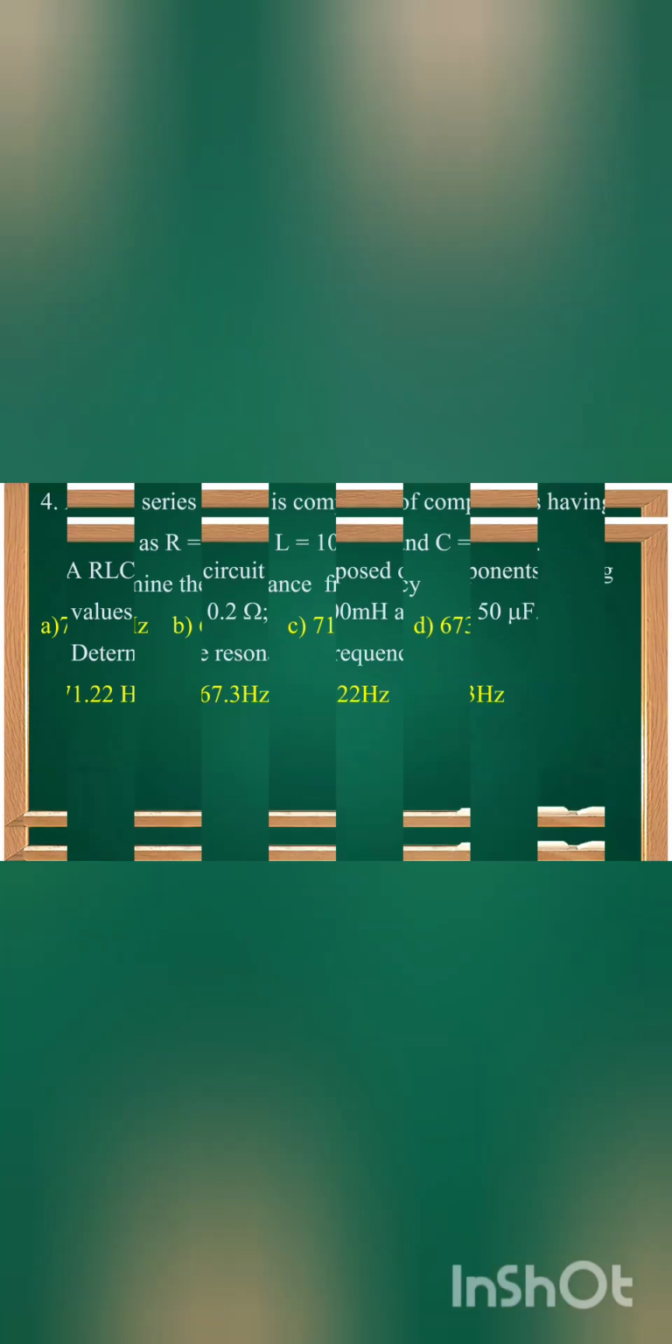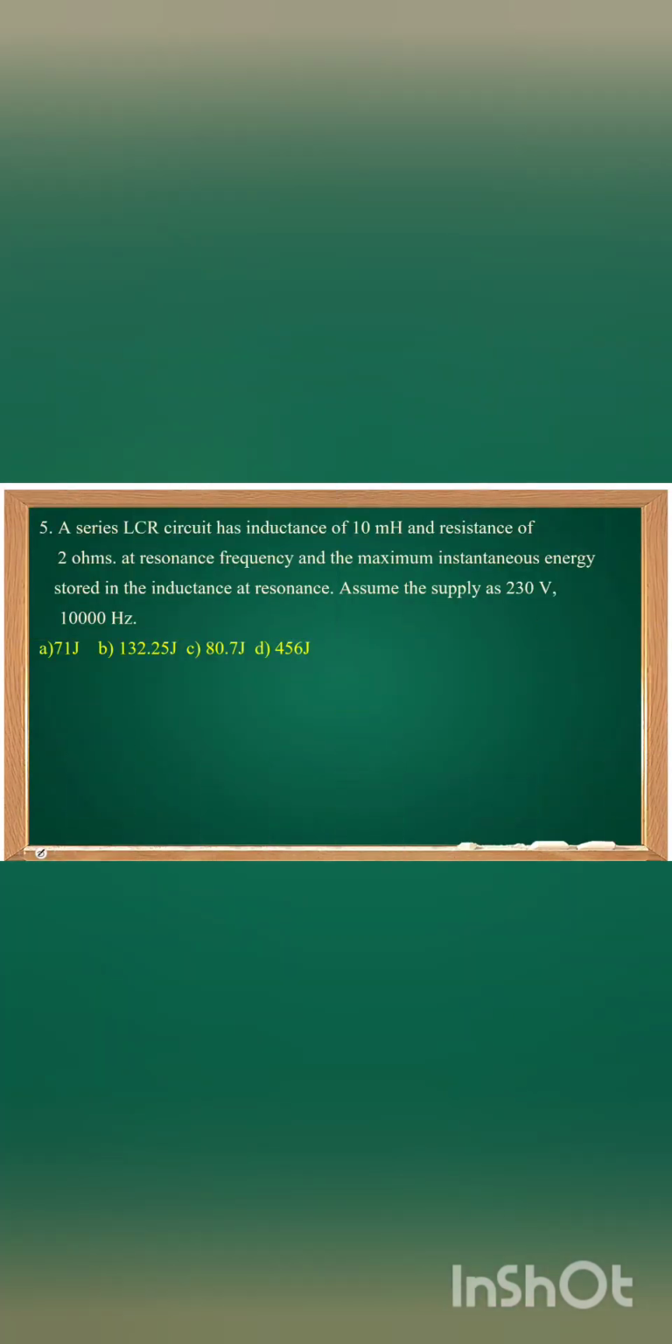Next. A series LCR, that is RLC circuit, has an inductance of 10 millihenry and a resistance of 2 ohms. At resonance frequency, find the maximum instantaneous energy stored in the inductance. Assume the supply is 230 volts. Here the frequency is given as 10,000 hertz. Yes, friends. You have to calculate the maximum instantaneous energy stored.